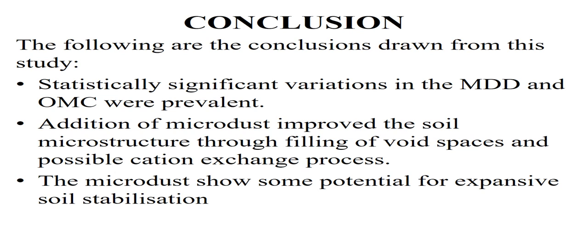Secondly, addition of microdust improved the soil microstructure through filling of void spaces and possible cation exchange process, which resulted in the dense aggregations formed in the soil-microdust mixtures. Finally, we can say that the microdust shows some potential for expansive soil stabilization, since it had a significant impact on both the compaction characteristics and microstructure of the soil.